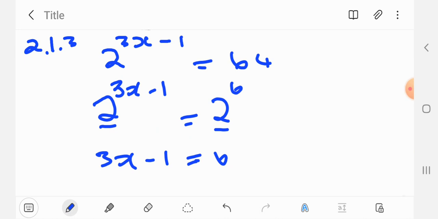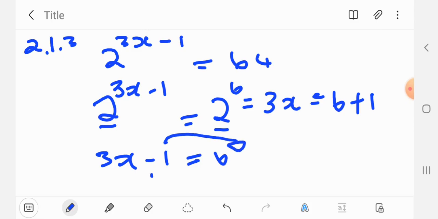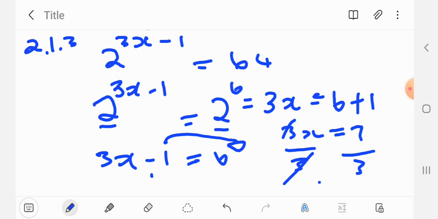So 3x minus 1 equals 6. So we're going to have 3x, I'll just write here, equals 6 plus 1, because this 1 will move this side and will become positive. So 3x equals 7. So we divide by 3 to get rid of the 3, and then x equals 7 over 3.